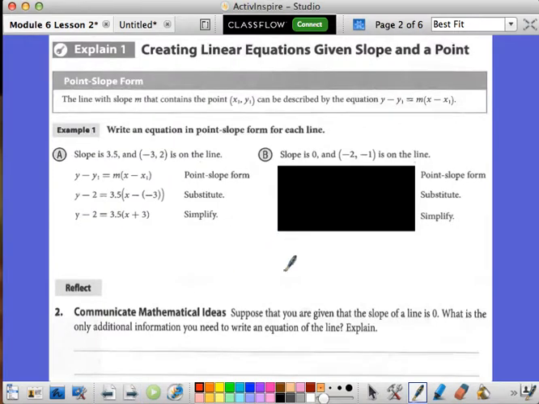All right, so here we go. So here's another example for you just to have. I'm not going to go over the example. I'm going to go through the problem and work through an example with you. So we have the slope of 0, and we have -2 and -1 are on the line.